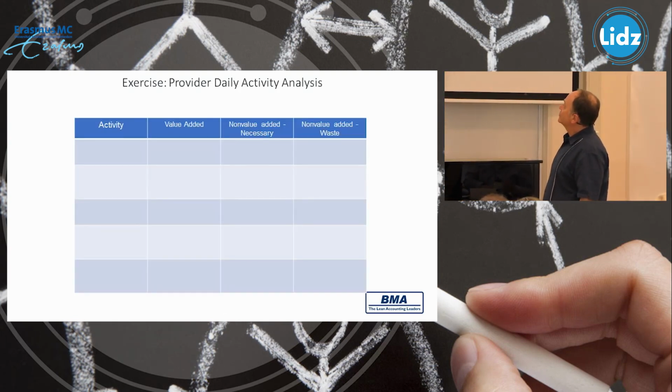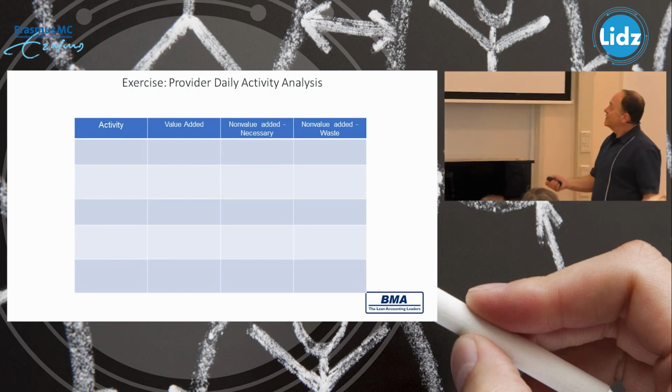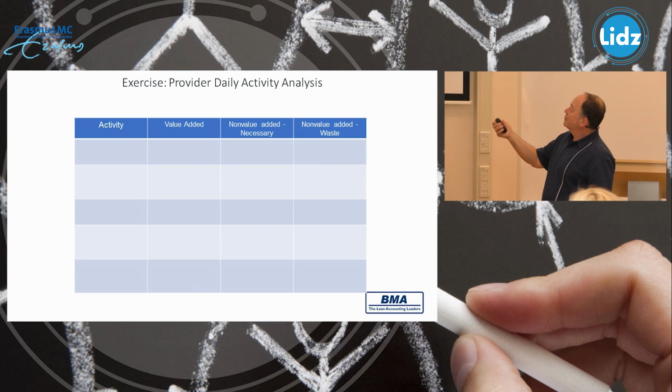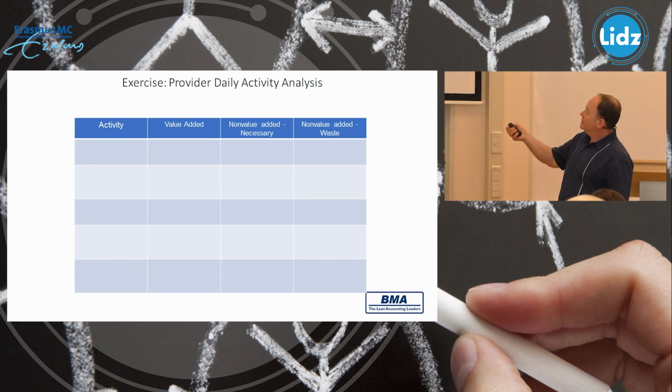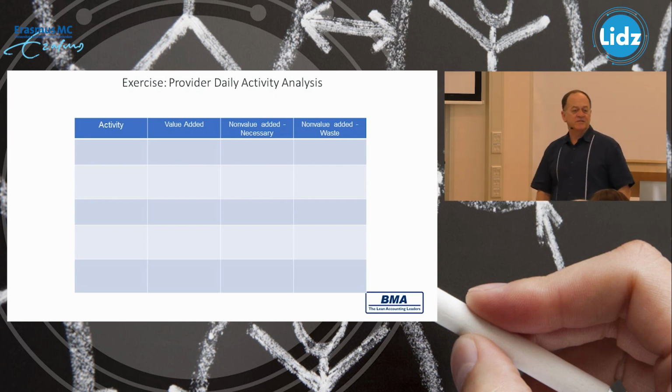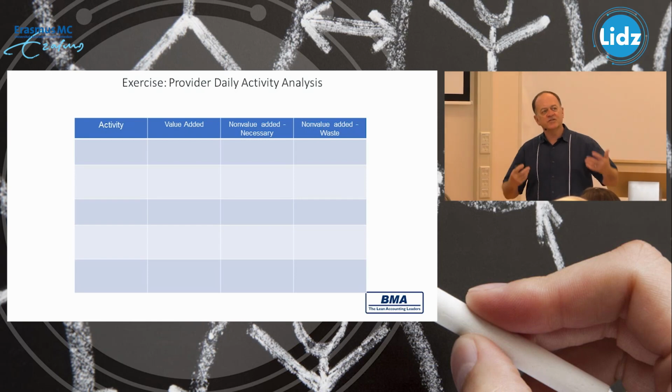A good exercise to do just to get started is to take this and look at a provider in one value stream. What are the typical activities that go on? What does the provider do? Is the activity value added, necessary, or pure waste? Just to get people thinking. It's just a simple exercise.